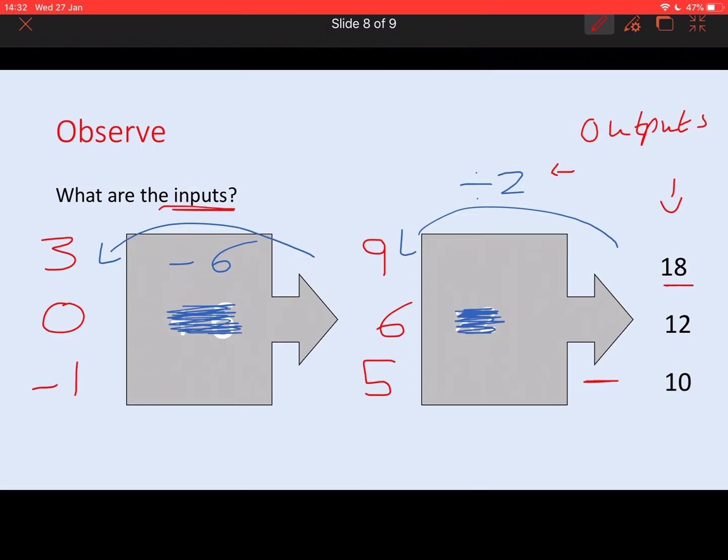So I found my inputs here. And if I wanted to, I could take any of these inputs and go with the arrow again, so I'd be using +6 and times by 2, and they would get me my outputs.